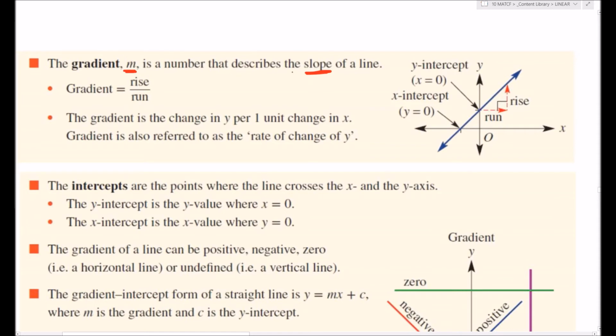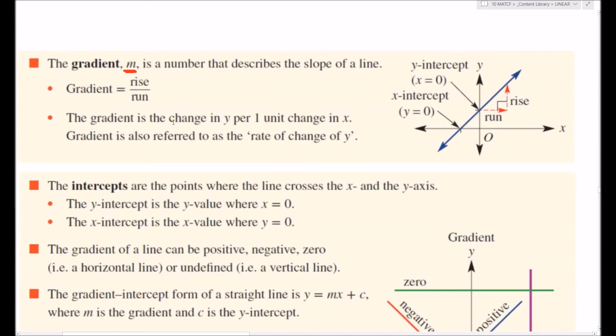It describes how slopey a line is. Generally, the greater the gradient, the more slanted the line becomes, slanted in this kind of fashion. If a gradient is lower, it becomes a little bit more flat. So the higher the gradient, the greater the slant, I guess you could call it that. The smaller or lower the gradient, the more flat it becomes.